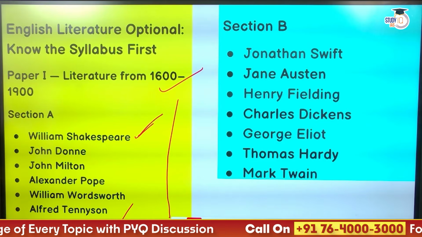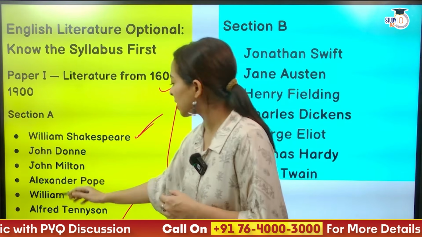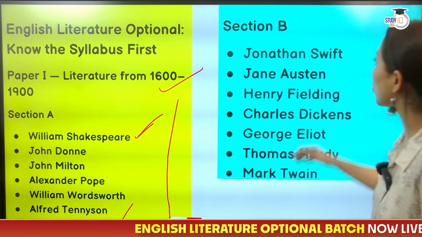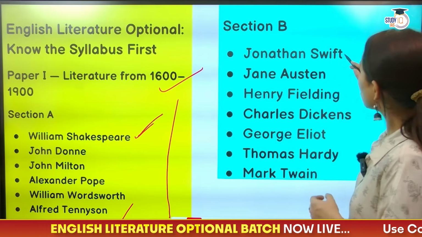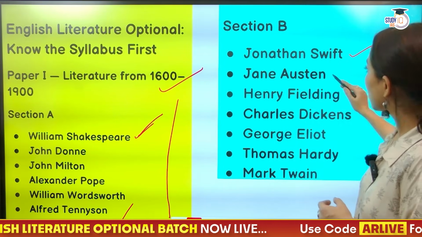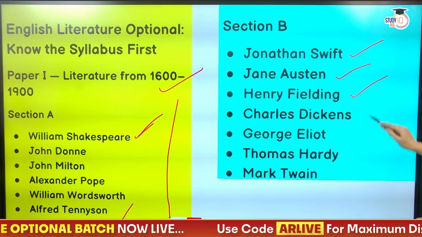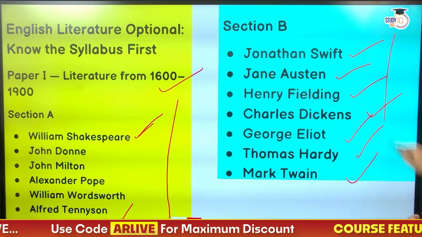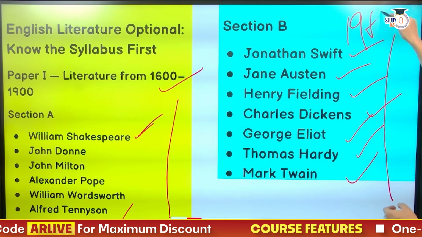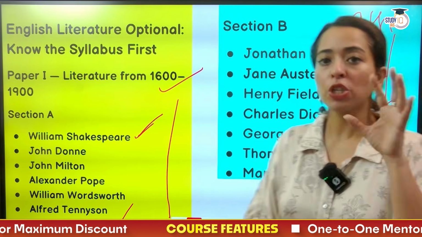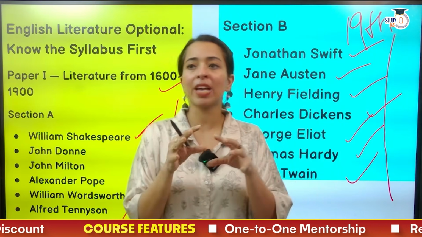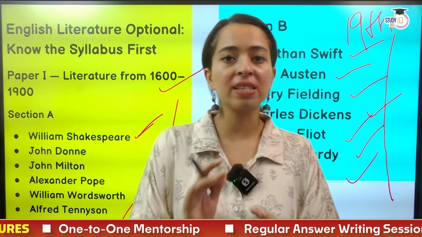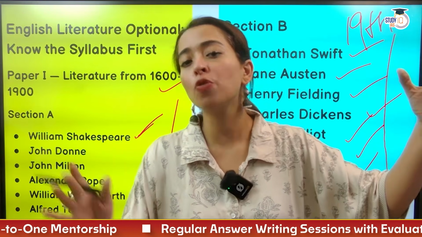So now you have William Shakespeare, John Donne, John Milton, Alexander Pope, and William Wordsworth. Now moving ahead to your section B. Section B has Jonathan Swift, Jane Austen, Henry Fielding, Charles Dickens, George Eliot, Thomas Hardy, and Mark Twain. This is your 19th century, and that is the Victorian age. So make sure, guys, this is very important for you to understand that your entire paper 1 is nothing but from the age of Renaissance to Victorian.